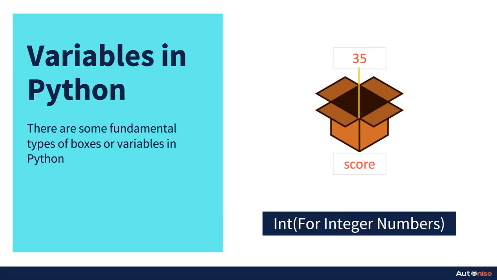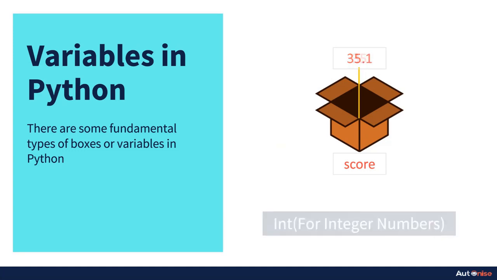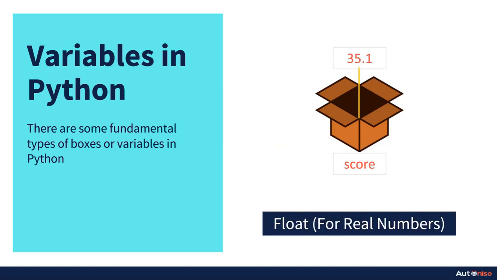and the type of box we are using is an integer type box, or we can say the variable we are using here is an integer type variable, in short int. Next we have another type of number. The 35.1 is not an integer, so we use a different box to save this information. And this type of box is called float.